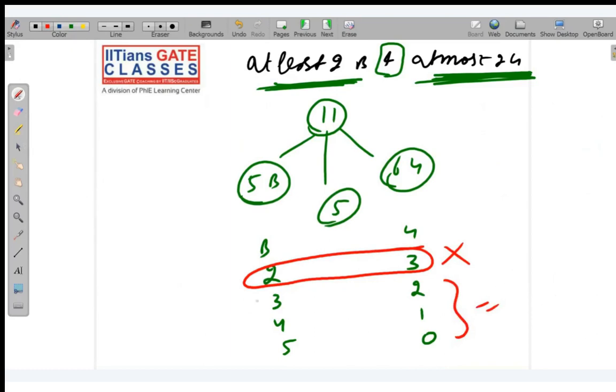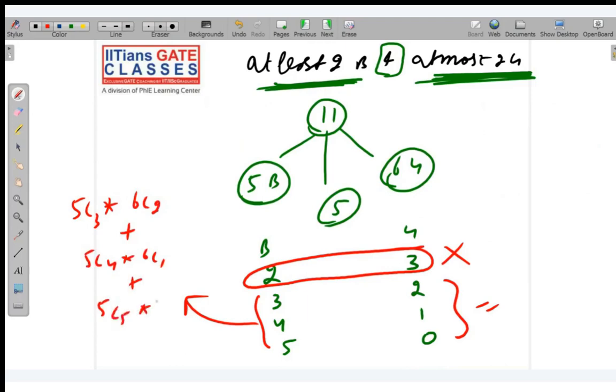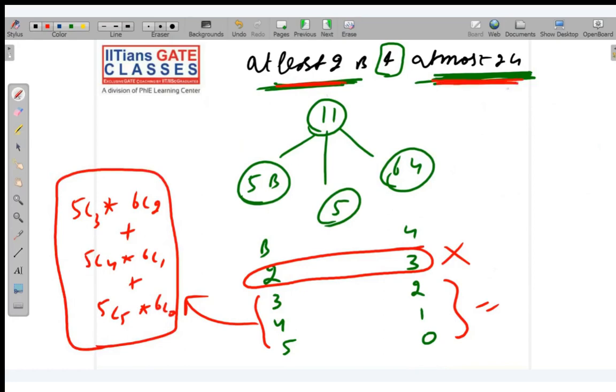If I want to write for these 3 cases, 5C3 multiplied by 6C2, or 5C4 multiplied by 6C1, or 5C5 multiplied by 6C0. This is my answer to this question. Okay, so there should be no confusion at all. If you keep on applying both the constraints, obviously you can, but some students might get confused. So the better way is to apply one constraint, and at least is very easy.